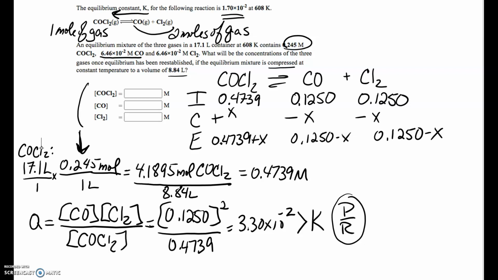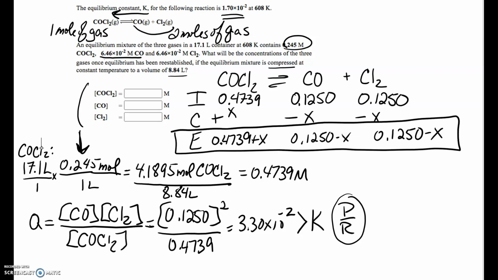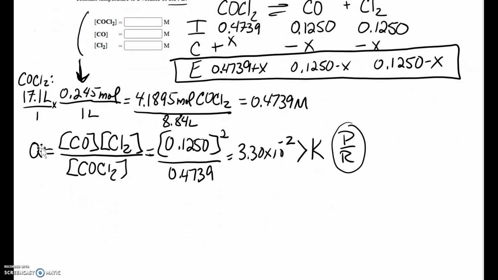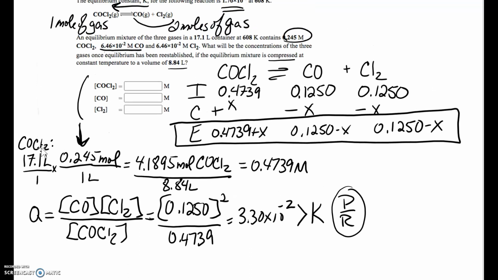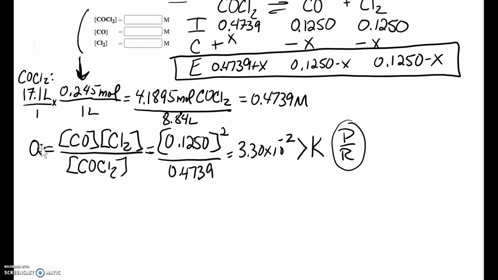Okay, so now we have our equilibrium concentrations in terms of X. We can put that into our K expression and solve for X. So K is 1.70 times 10 to the negative 2.